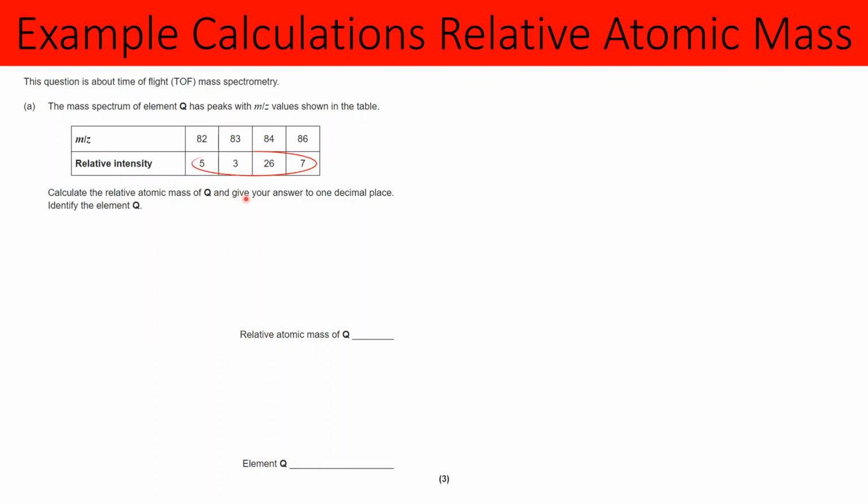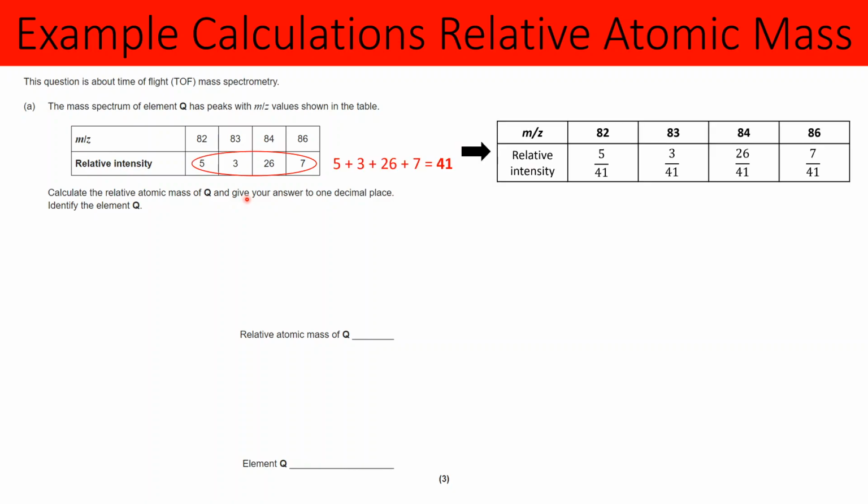So I'll add all these up and I get 41. So that means I can truly envisage this table as showing me this. MZ 82 is 5 out of 41, 83 is 3 out of 41, 84 is 26 out of 41, 86 is 7 out of 41. Okay, same method as before, multiply the MZ value by the relative abundance as a fraction, and I get my relative atomic mass as 84.